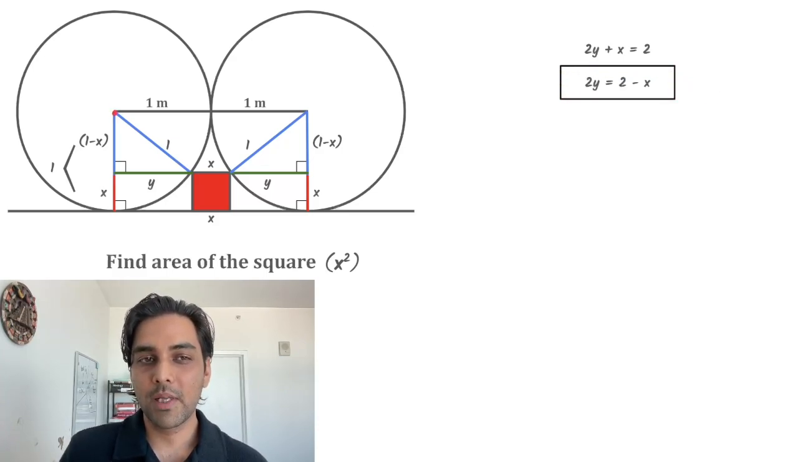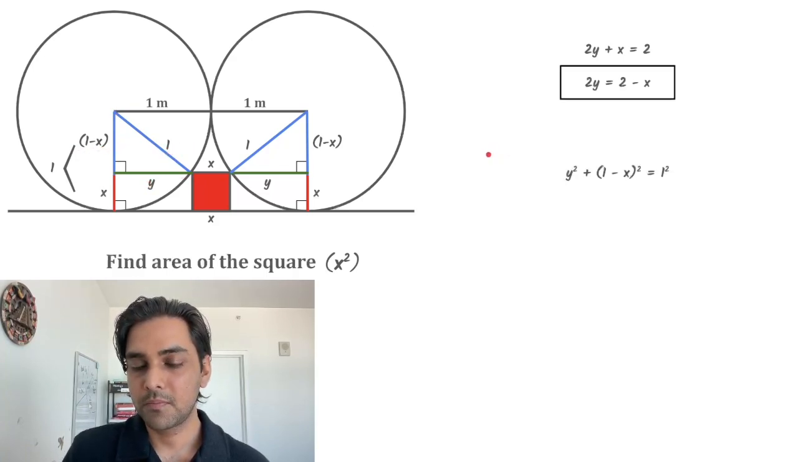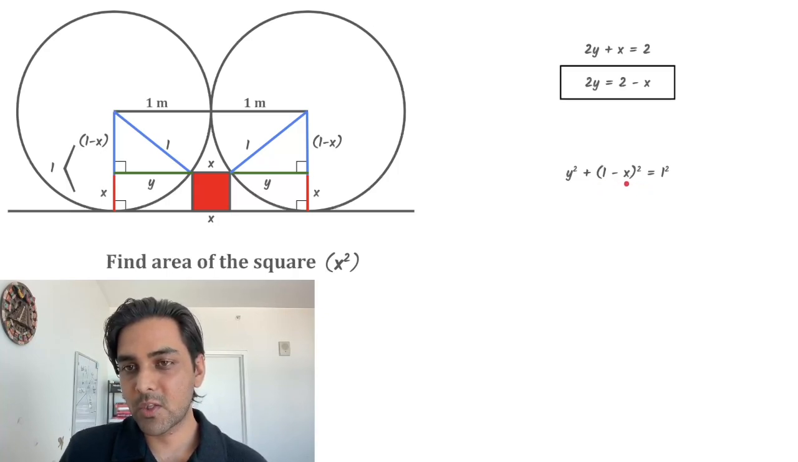Another equation we will get is from this right angle triangle. If we apply Pythagoras theorem on this triangle, we will get y squared plus (1 minus x) squared equals 1 squared. Let's write that down. Let's expand this to 1 squared plus x squared minus 2x. And that gives us y squared plus 1 plus x squared minus 2x equals 1.